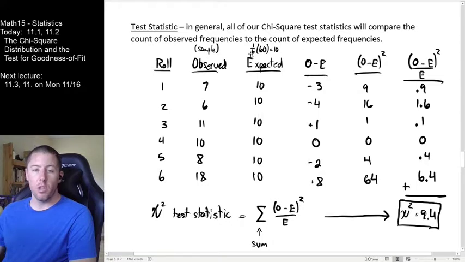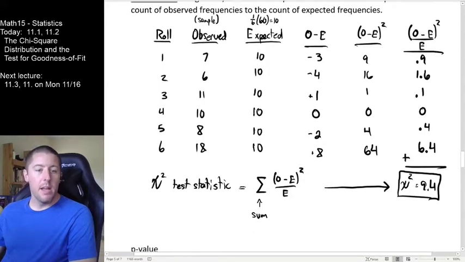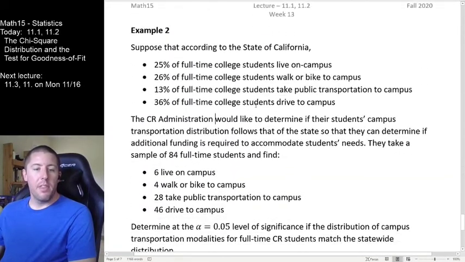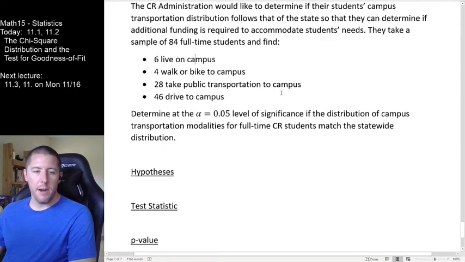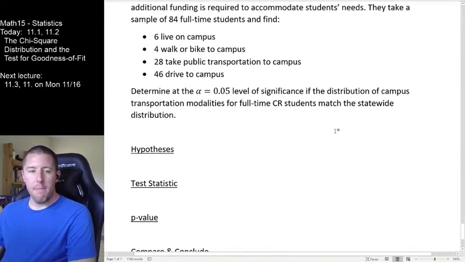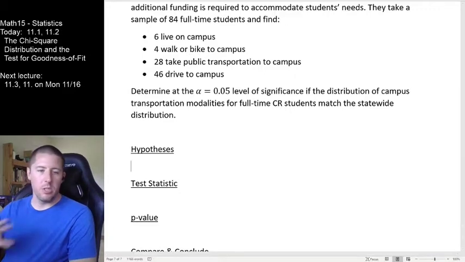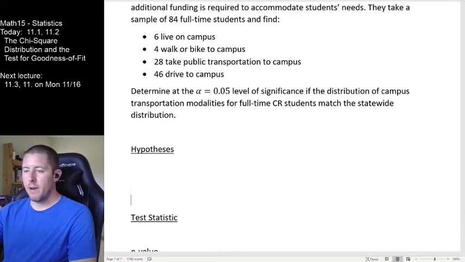Since there were 60 rolls of a die, we used that 60 to help inform us that there should have been 10 ones, 10 twos, 10 threes, and so on. Same thing down here. Rather than saying 25% of students live on campus, we're going to need to take 25% of 84 and determine how many we expected to see in our sample. So let's first talk our hypotheses, and then when we compute our test statistic, we're going to want to go back and play with those observeds and expecteds a little bit.